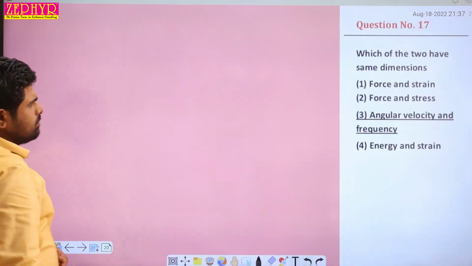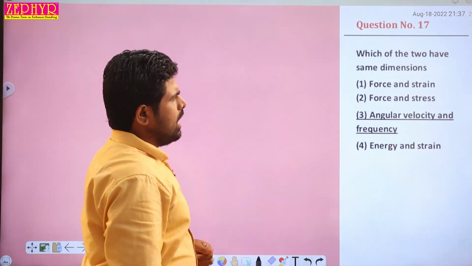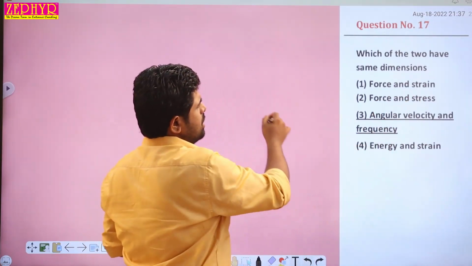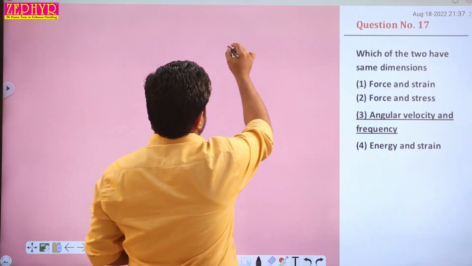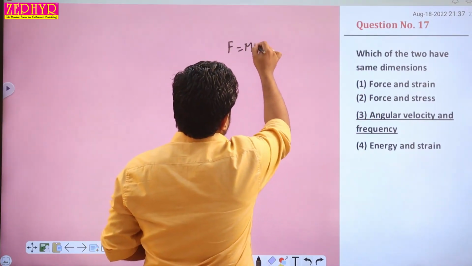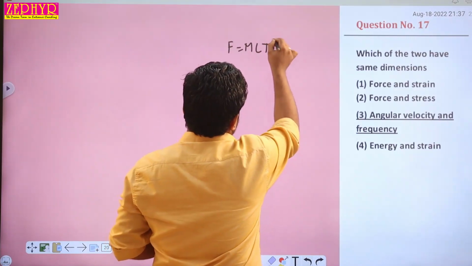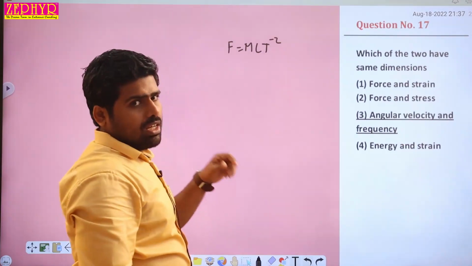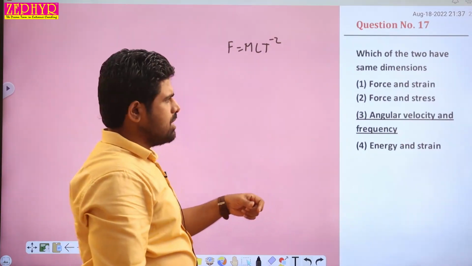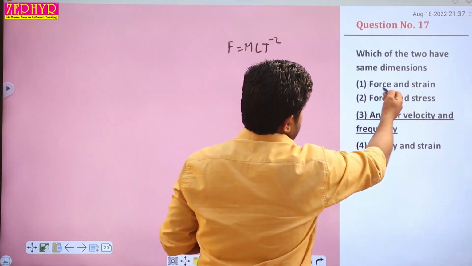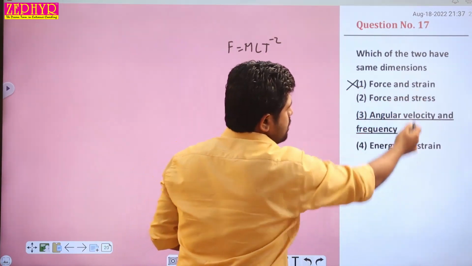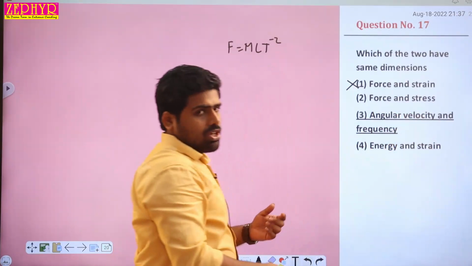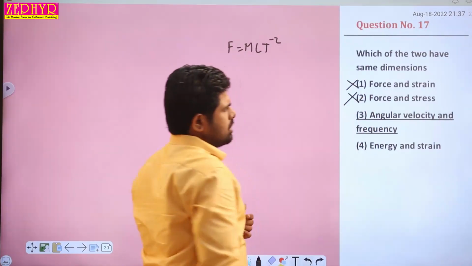Then question number 17, which of the two have the same dimension? See here, force and strain. Force means F is equal to m l t raised to minus 2. Strain is a dimensionless quantity. Strain means change in dimension divided by original dimension, so it is a dimensionless quantity. So force and strain, that is the wrong answer. Force and stress, actually stress is equivalent to pressure. So force is not dimensionally equivalent to stress, therefore this one is the wrong option.